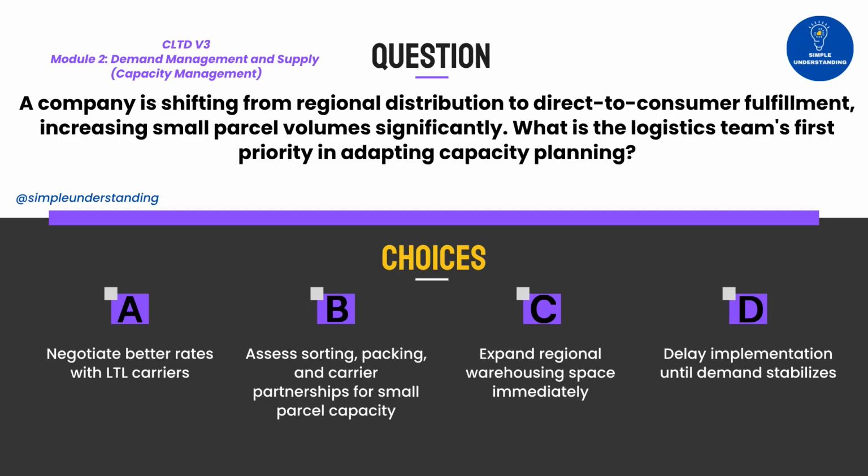A. Negotiate better rates with LTL carriers. B. Assess sorting, packing, and carrier partnerships for small parcel capacity. C. Expand regional warehousing space immediately. D. Delay implementation until demand stabilizes.